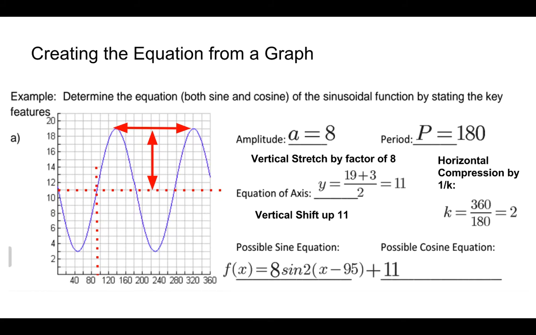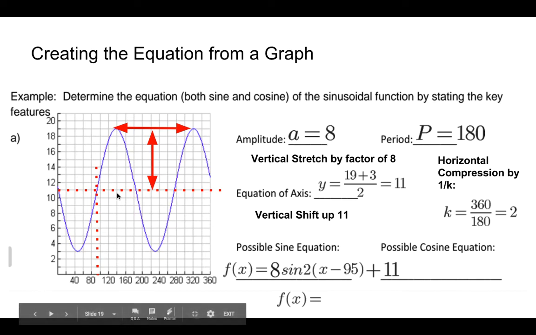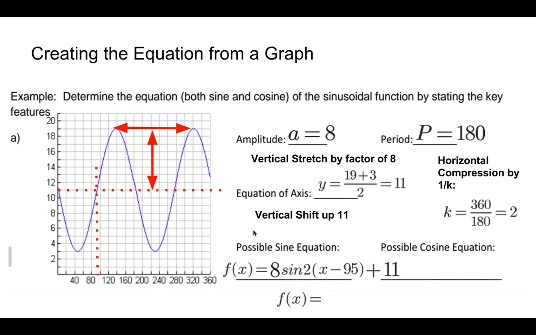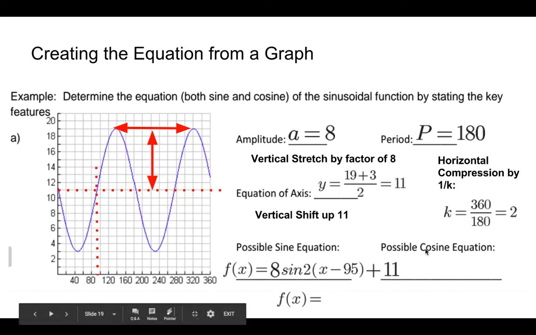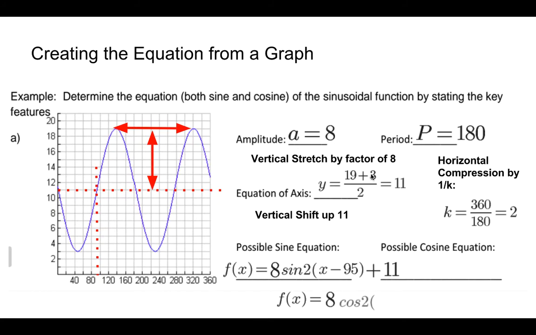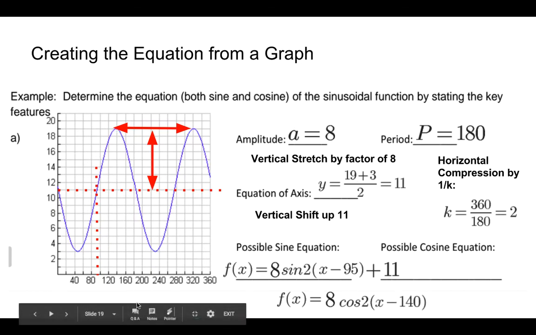Our cosine has to start at the top, which we already know that that's 140. So the cosine is going to have a vertical stretch the same way. It's still going to have a horizontal compression, but its shift is right 140 because it's right there. Plus 11 will be that vertical shift factor.